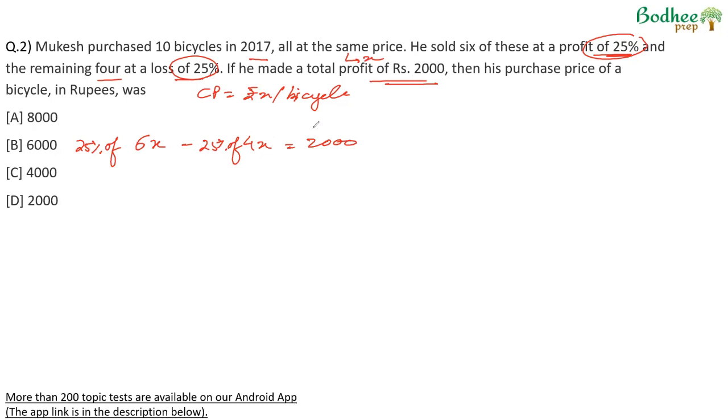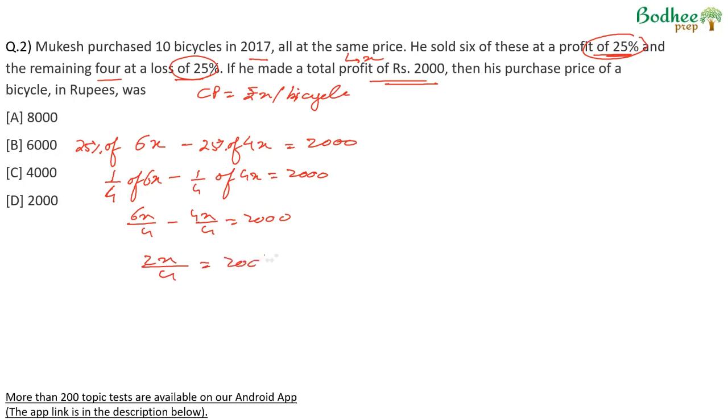25% is 1 by 4. So I'm saying 1 by 4 of 6x minus 1 by 4 of 4x is equal to 2000, which means 6x by 4 minus 4x by 4 is 2000, which means 2x by 4 is 2000. 2 and 4 cancel, x becomes 4000. So the overall cost price, or the value of x, comes to 4000 rupees.